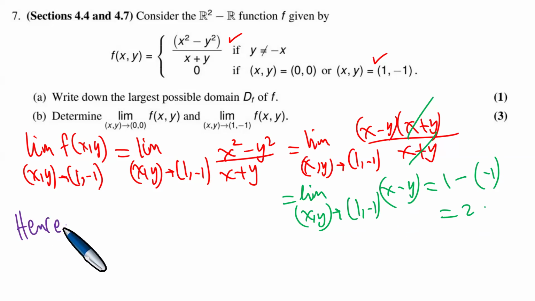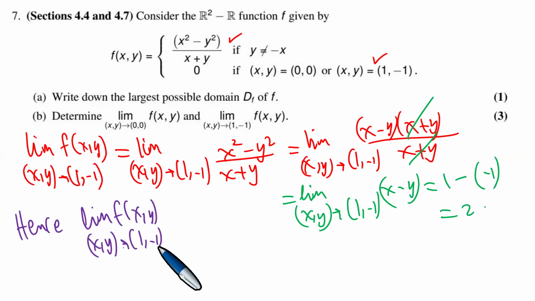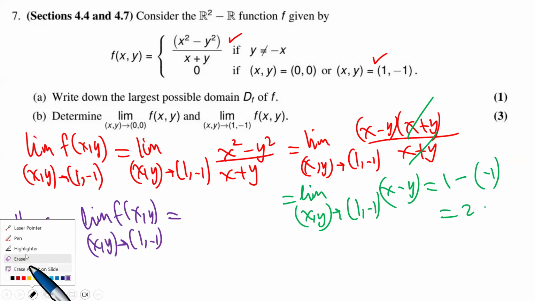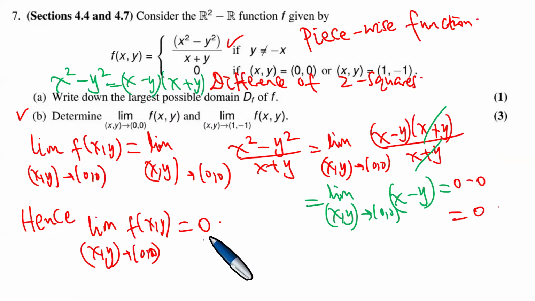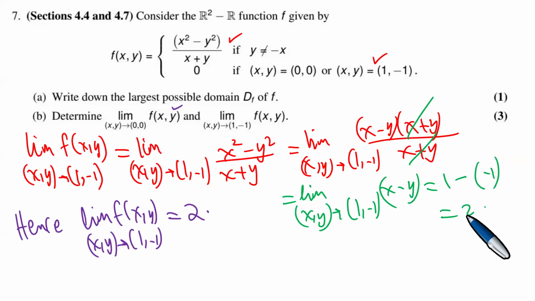And hence we're able to say the limit of f of x and y as x and y approach 1 minus 1, this limit is 2. Okay, so we have got the other limit, we got 0 there. We obtained 0. The limit was found to be 0. And also this side here, the limit was found to be exactly 2. Next point.